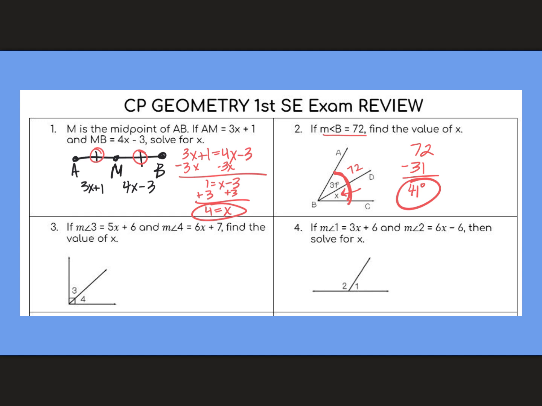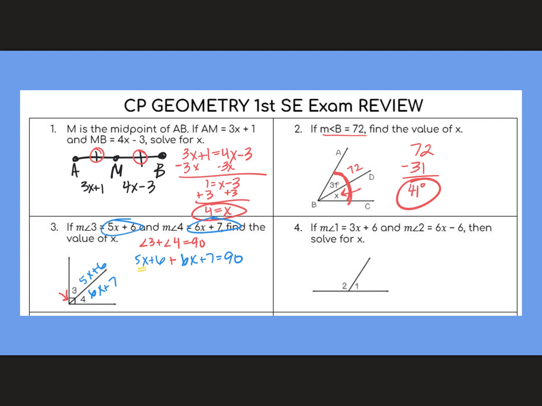3 is similar, but you'll notice that we do have the box. So I know that if I were to add these two together, angle 3 plus angle 4, they're going to equal 90 degrees. So now let's see what they tell us. Angle 3 is 5x plus 6, and angle 4 is 6x plus 7. So if we add these together and set them equal to 90, we'll get our answer. Angle 3 is 5x plus 6 plus angle 4, 6x plus 7, and that equals 90.